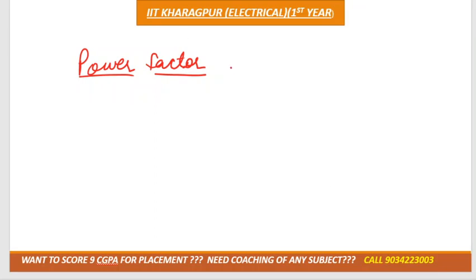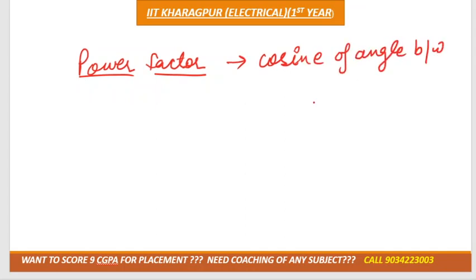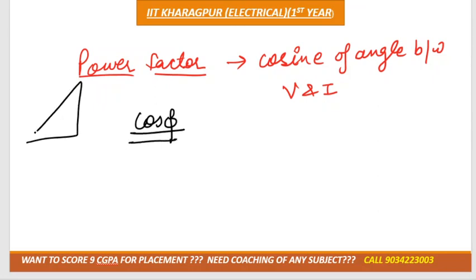Next, we'll study the power factor. Power factor is the cosine of the angle between voltage and current. Basically, it's cos phi. So if we show it from the impedance triangle, then cos phi would be how much? R, X, and Z. Cos phi is R by Z, right?